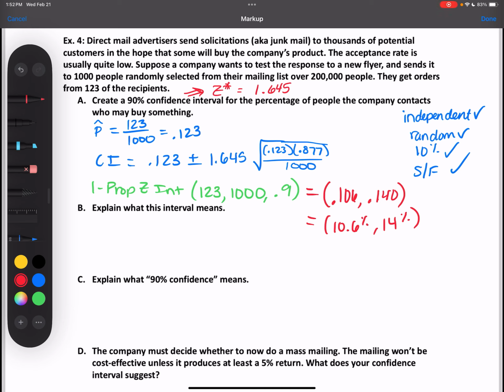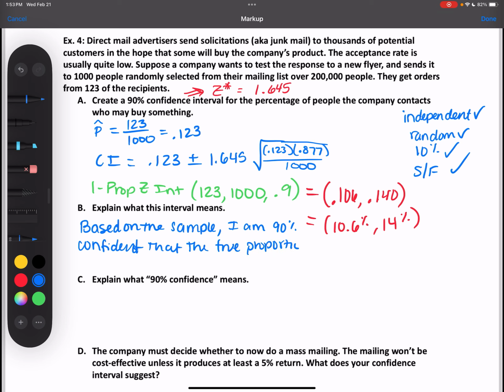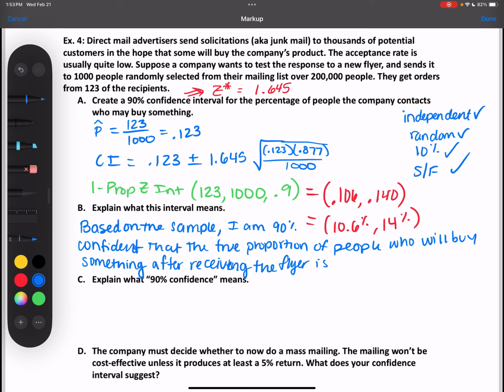So explain what this means in context. Okay, so based on the sample, I am 90% confident that the true proportion of people who will buy something after receiving the flyer is between 10.6% and 14%.